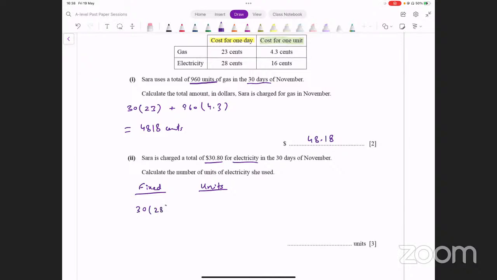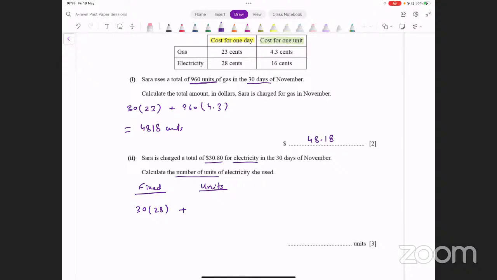फिक्स्ड कॉस्ट तो हमारे पास यहां से आ गई, ठीक है. 30 डेज नवंबर के हैं, हर डे वो कितना पे कर रही है? 28 cents पे कर रही है. प्लस अब यूनिट्स की बेसिस पर उसको कितनी अमाउंट पे करनी पड़ रही है, दैट इज व्हाट वी नीड टू फिगर आउट.